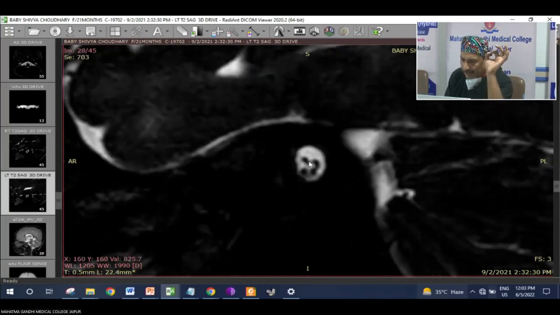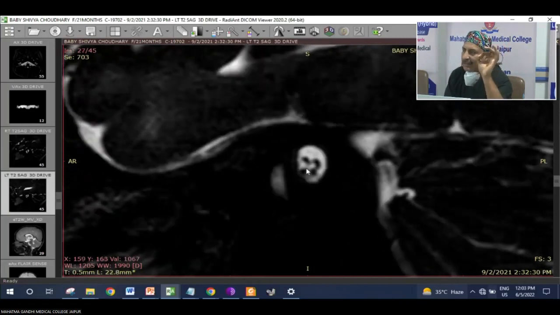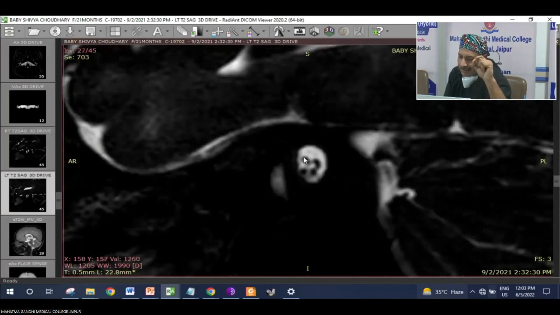By and large, how can you make out this is the facial nerve? This is the cochlear nerve. The dimension of the cochlear nerve is generally bigger than all these nerves. A hypoplastic cochlear nerve is defined if the dimension of this cochlear nerve is less than the dimension of the facial nerve, by and large.